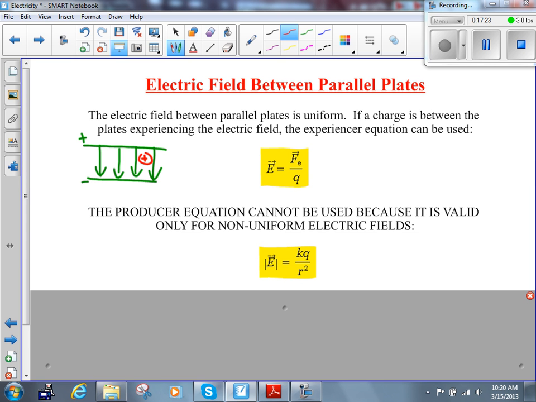However, this equation, the one that we learned for a producer, does not apply anymore. It applies to the questions we've already done. We're not going to change that. But it doesn't apply to this new situation because this is a uniform field. And this applies only in a non-uniform field. Think about it. As R changes, E changes. Well, if E changes, it's not a uniform field. You've got a non-uniform field. So don't ever try to use this equation, this one right here, when we've got parallel plates or any kind of uniform field.